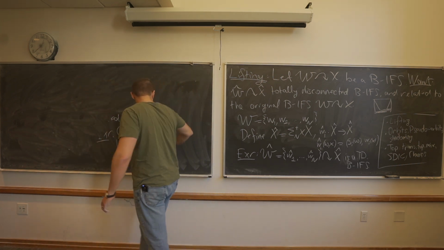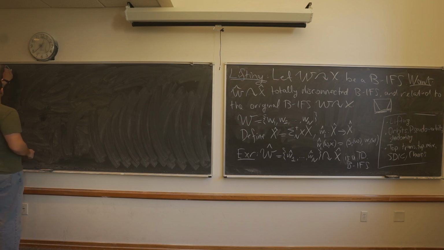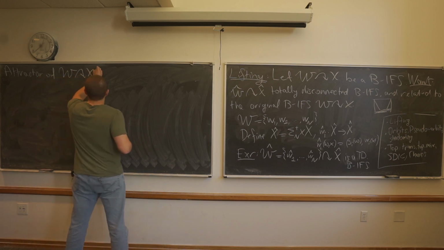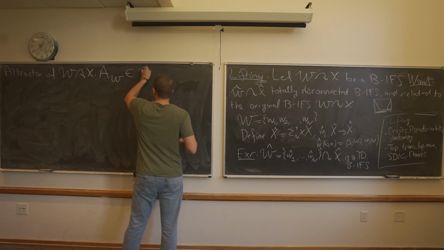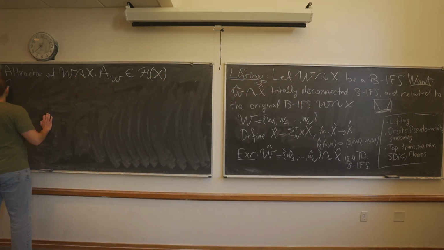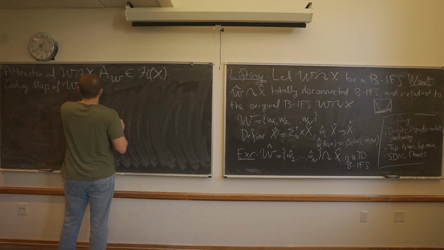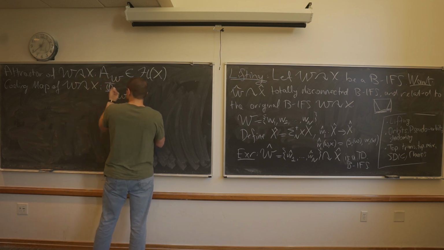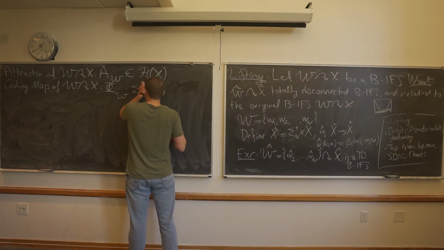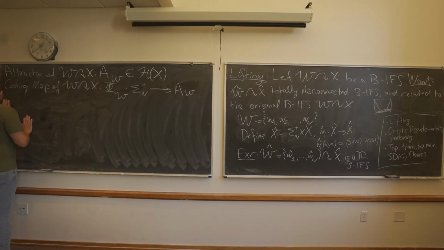So let's set up some notation. The attractor of this, let's say it is A sub W. This is this unique compact non-empty subset of X. Coding map of W: capital Phi sub W, I'm signifying relative to which B-IFS it is a coding map, from the shift space onto the attractor.